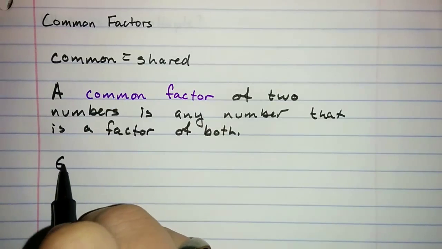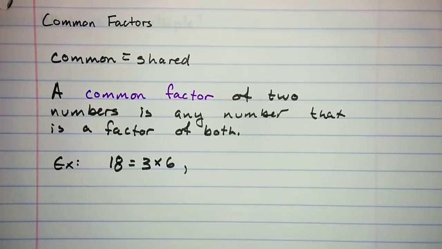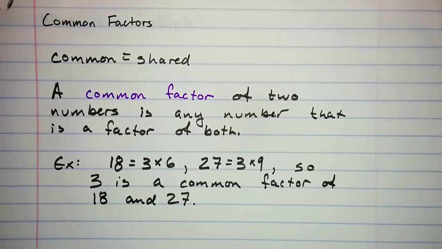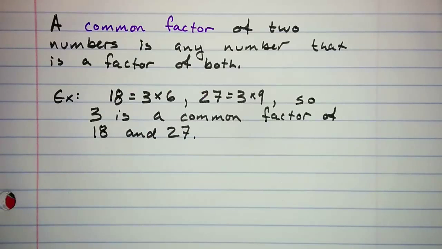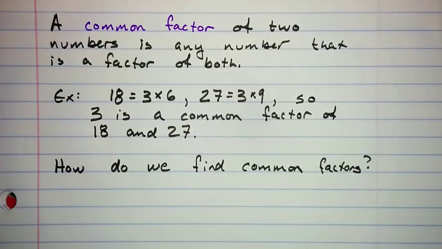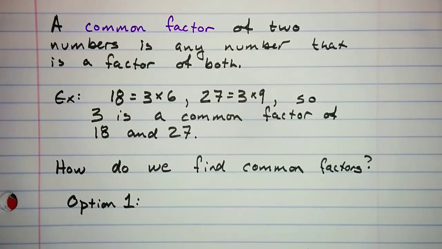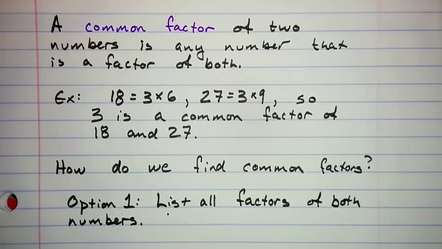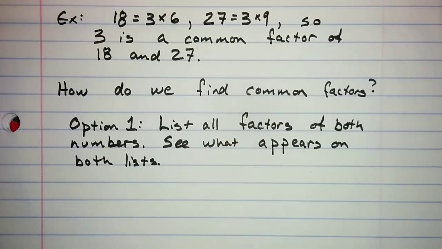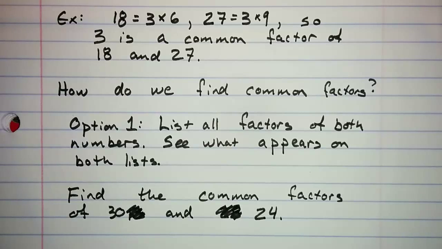So for example, 18 is 3 times 6, 27 is 3 times 9, so 3 is a common factor of 18 and 27. All right, how do we find common factors? Well, there are two ways we can go about it. Our first option would be to list all the factors of both numbers, and then see what appears on both lists. So, for example, we might want to find the common factors of 30 and 24.